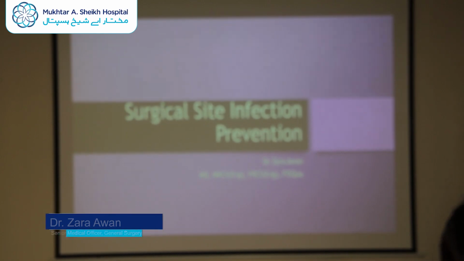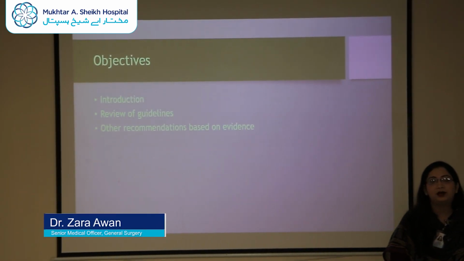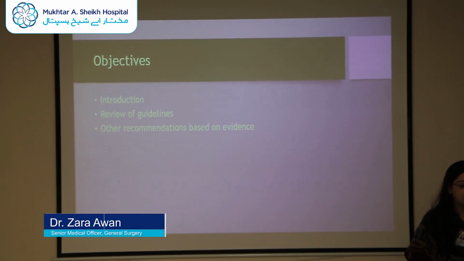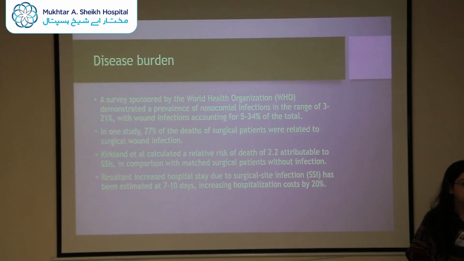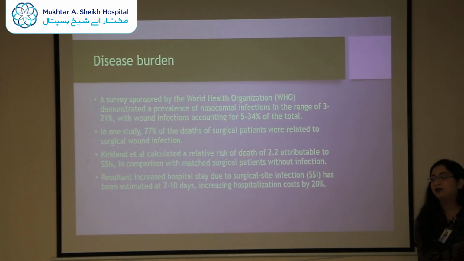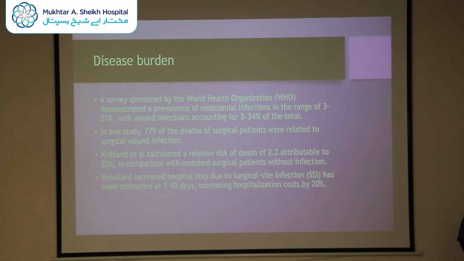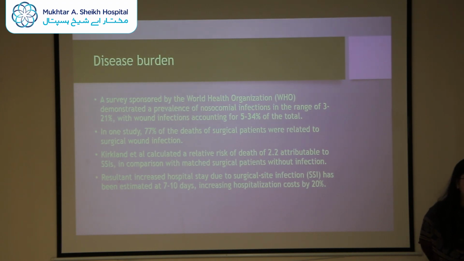Presenting surgical site infection, going over a brief introduction followed by a review of guidelines and other recommendations based on evidence. So a survey that was done in low middle income countries done by WHO showed that the prevalence of hospital acquired infection is around 3 to 21%, and of those 5 to 34% were surgical site infections.